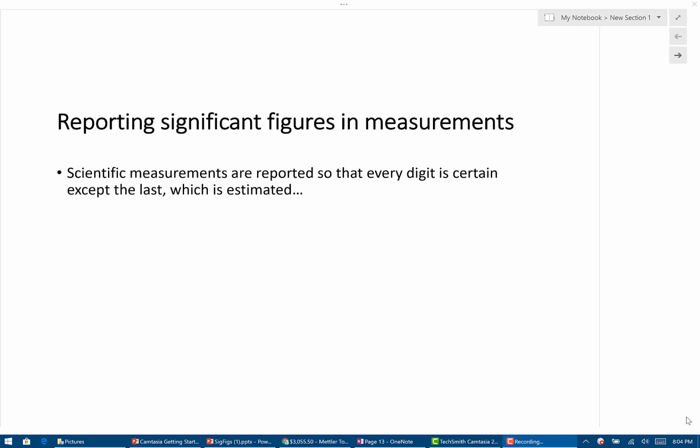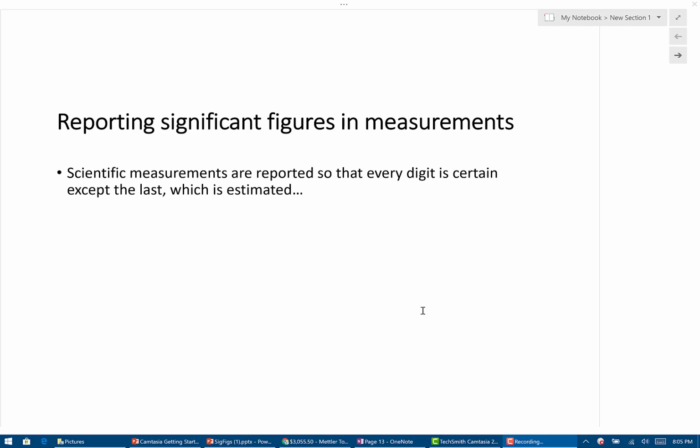So being able to identify the amount of significant figures in a number is, of course, not the only skill we need to have when it comes to significant figures. Another important thing is understanding how to report the correct number of significant figures when we're making measurements. And this is really important for communication between scientists, between healthcare workers, to make sure we're reflecting the precision in which we are making our measurements.